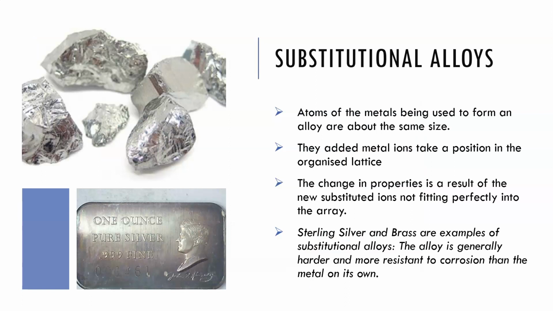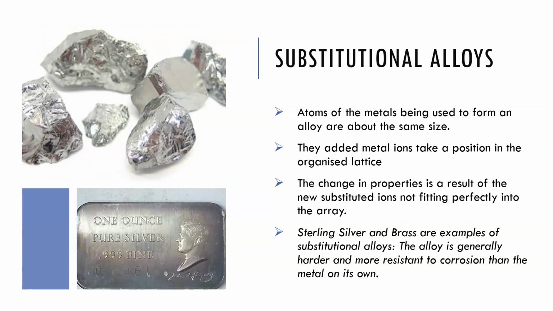For substitutional alloys, the atoms of the metals being used to form an alloy are about the same size. The added metal ions will just take up one of the positions within the organized lattice. The change in properties is a result of the new ions not fitting properly into the array, so there is less malleability, the alloy is harder, and usually has a lower electrical conductivity.